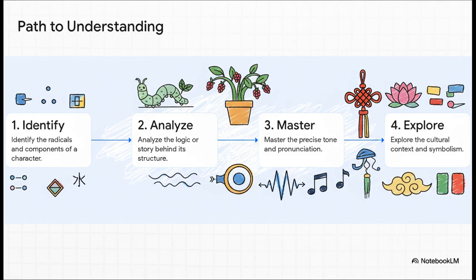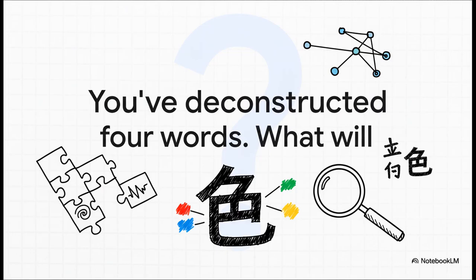Is it about silk? Is it about a plant? Then you master the sound, the tone, until it's just second nature. And finally, you always explore the cultural world that the word lives in. This 4-step process really transforms learning from a chore into an active discovery. Today, we've really only scratched the surface by deconstructing 4 simple colors. But now you have the method. You have the tools to look at any character and ask not just, what does this mean, but why does it mean that? The entire language is like a giant puzzle just waiting for you to solve it. So the only real question left is, what are you going to uncover next?